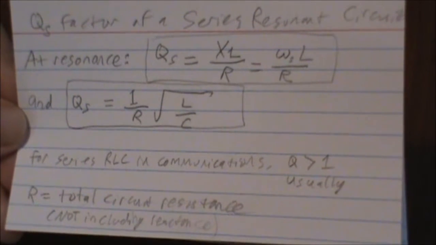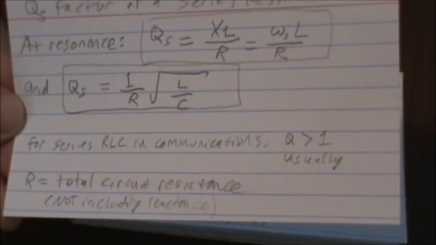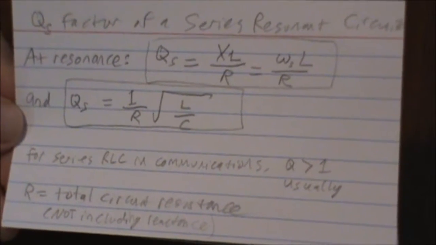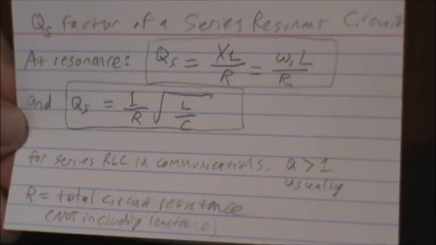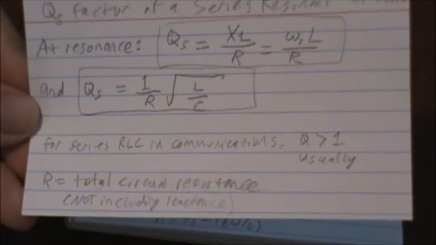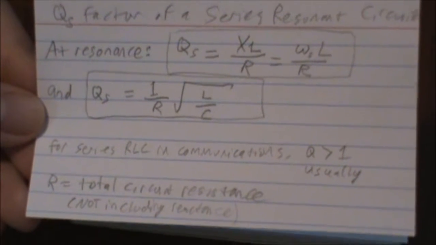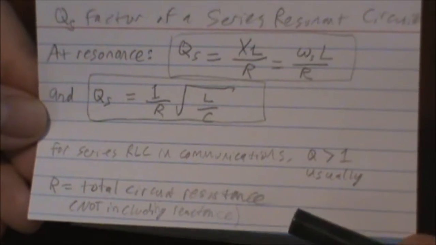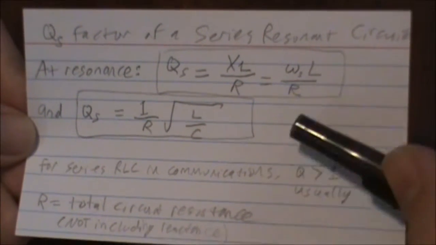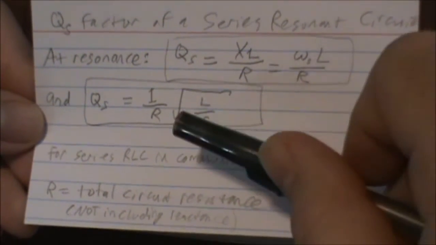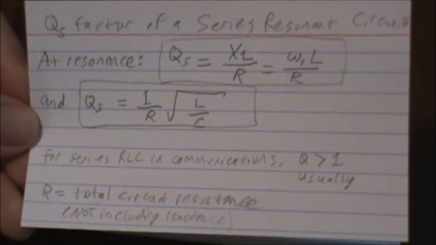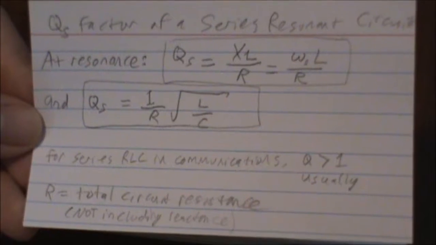So for series RLC and communication circuits, Q factor is usually going to be greater than 1, preferably 10 or more, depending on how much bandwidth you want. So R is your total circuit resistance, not including the reactance. So this R is just DC resistance. This is not reactance.